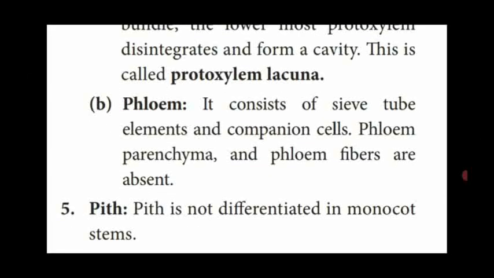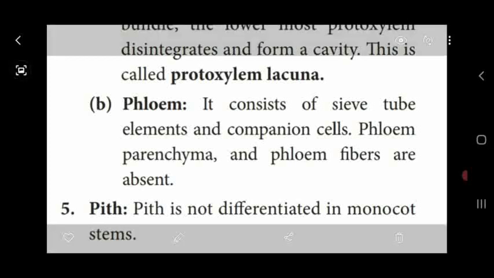The last one, pith. In monocot stem, the pith is absent. It is not differentiated in the monocot stem. In the monocot root, pith is present and in the dicot root, it is absent, isn't it? But in the dicot stem, pith is present, whereas in the monocot stem, pith is absent.